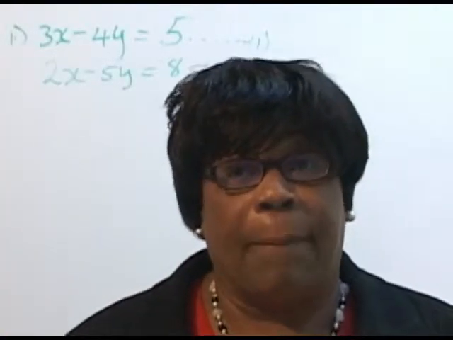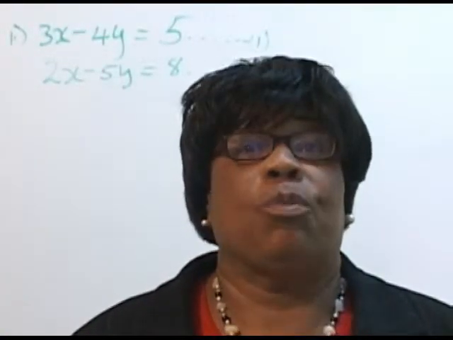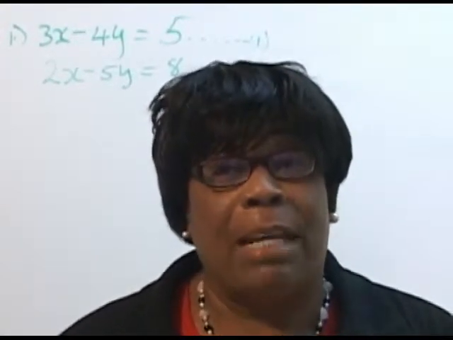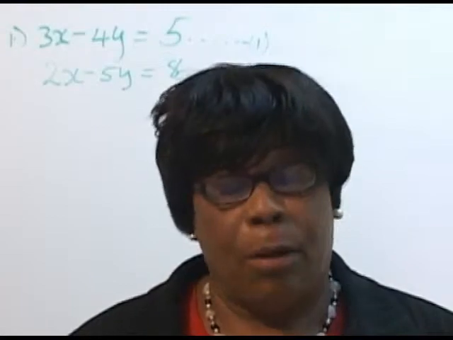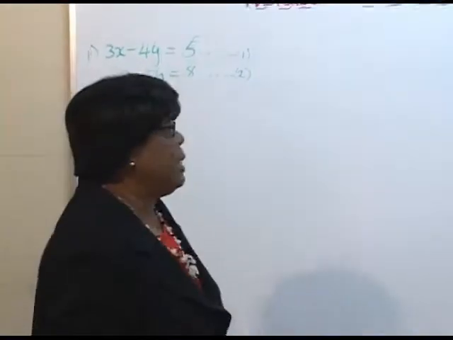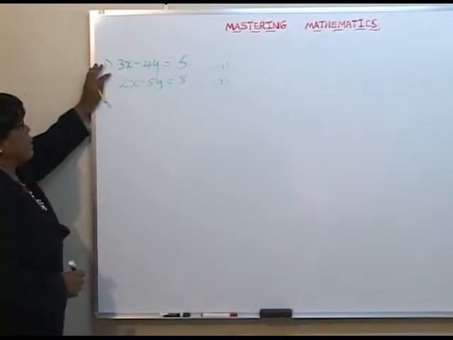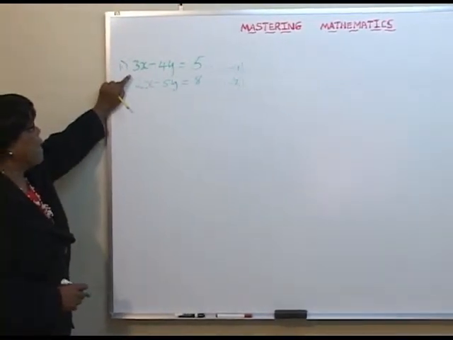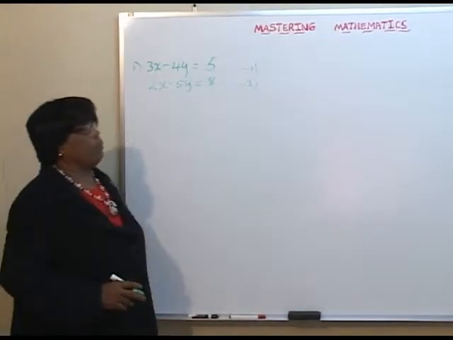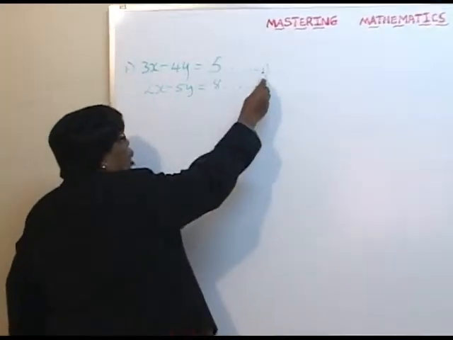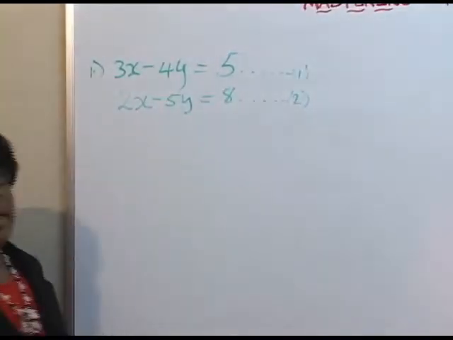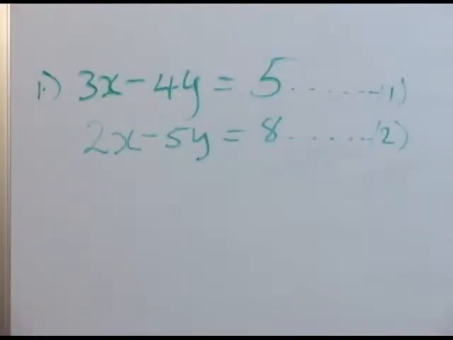This particular problem has a lovely format because we must give every line we are working a name or a number. So in writing up the equation, we are starting out with 3x minus 4y is equal to 5, and this we are calling our equation 1. Secondly, we have 2x minus 5y is equal to 8, and that is known as our equation 2. Okay, so here we go.